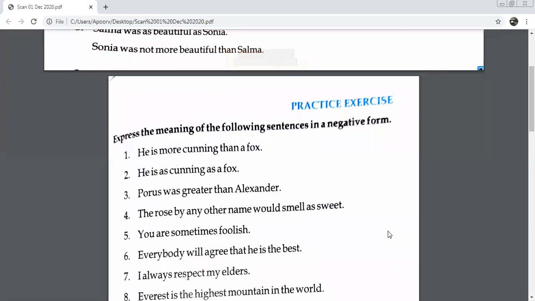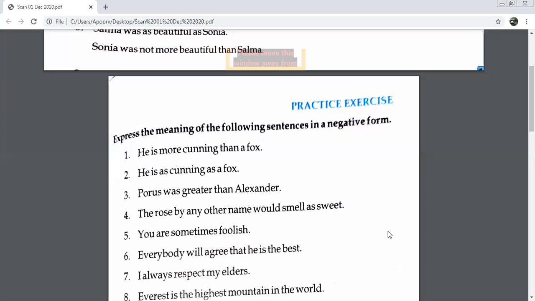Ma'am, can you say the rose by any other name would not smell as sweet? The rose by any other name would not smell as sweet. Beta, then again we are changing the meaning. The meaning is changed here. You don't have to change the meaning. Take another minute. The rose by any other name.